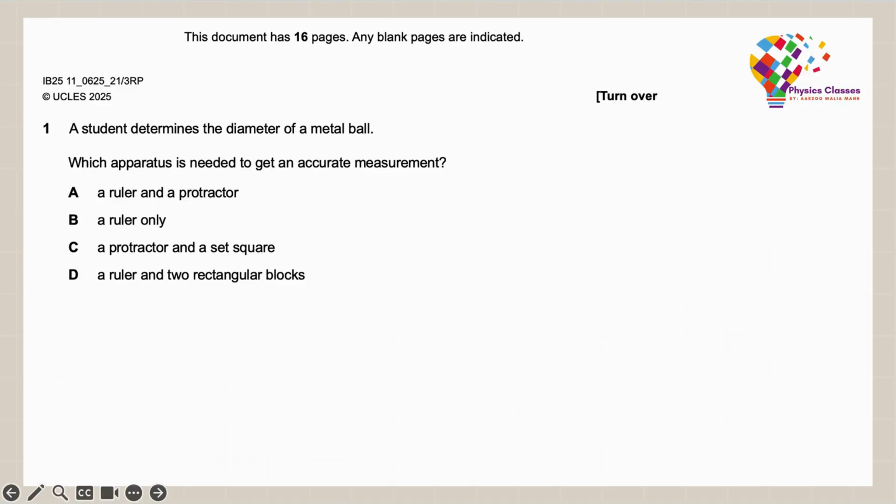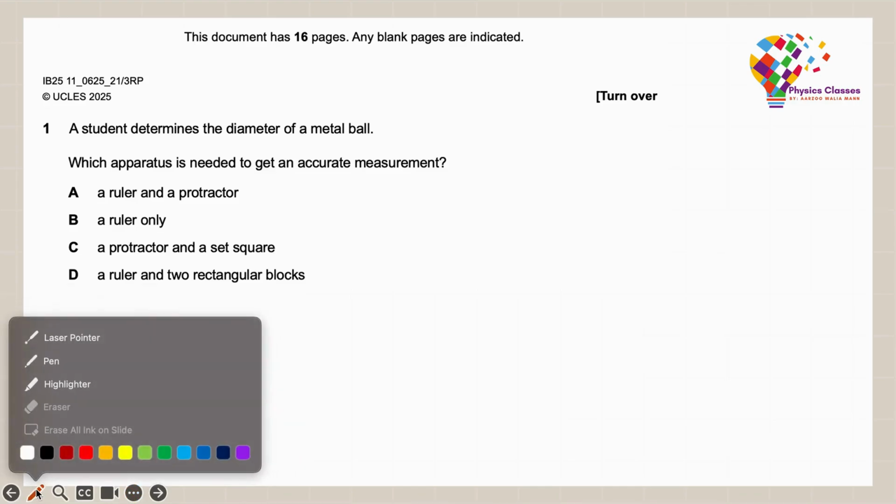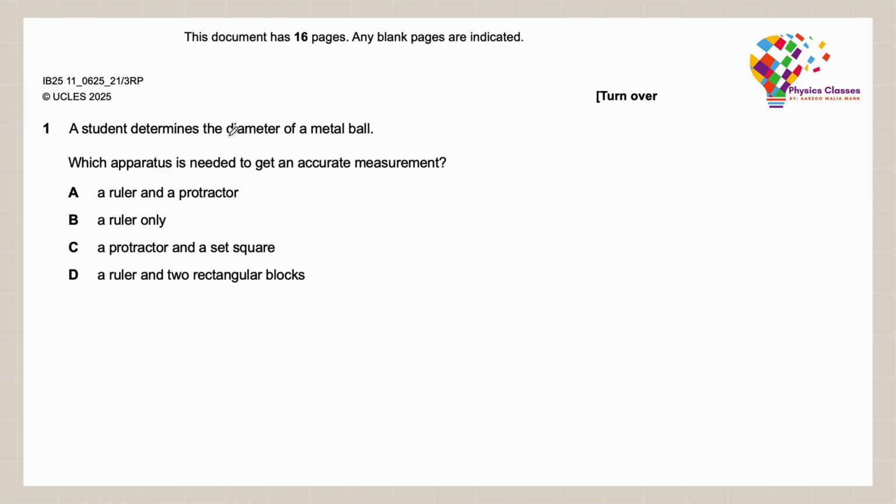In today's video, I will be solving paper 2 0625 variant 1 October-November 2025. So we'll start with question number 1. A student determines the diameter of a metal ball. Which apparatus is needed to get an accurate measurement?